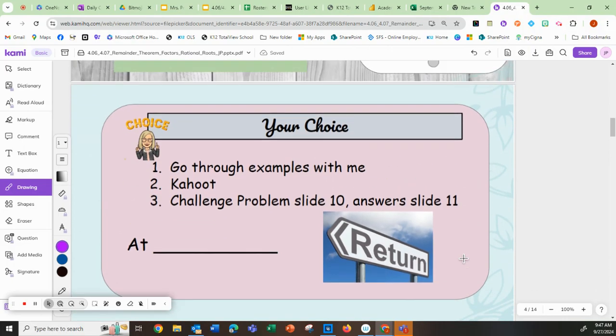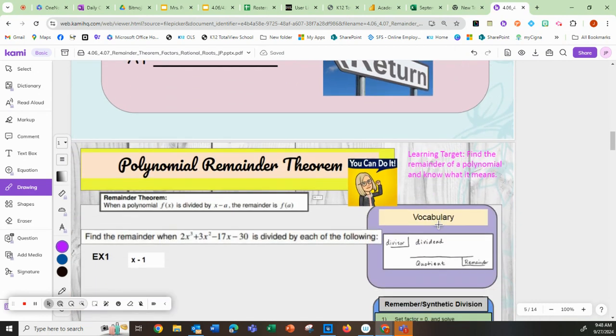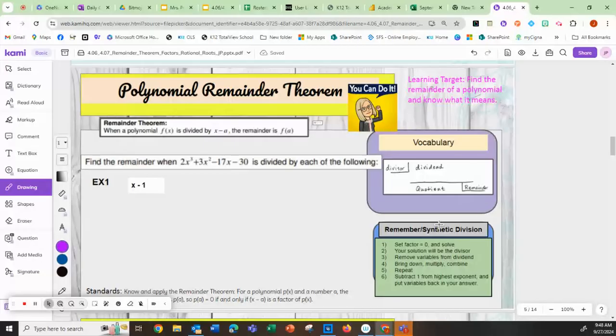If we were doing this in a live Class Connect, I would have a Kahoot to give you as an option of going through the examples of something other than going through the examples with me. Since this is a video, I can't give you the Kahoot, but another choice would be to work some challenge problems on slide 10, and I believe these are ACT problems that I got from an ACT practice test, and then there are answers on slide 11, so you could still do that if you wanted to, since it's built into the deck. So we're going to talk a little bit about the polynomial remainder theorem.